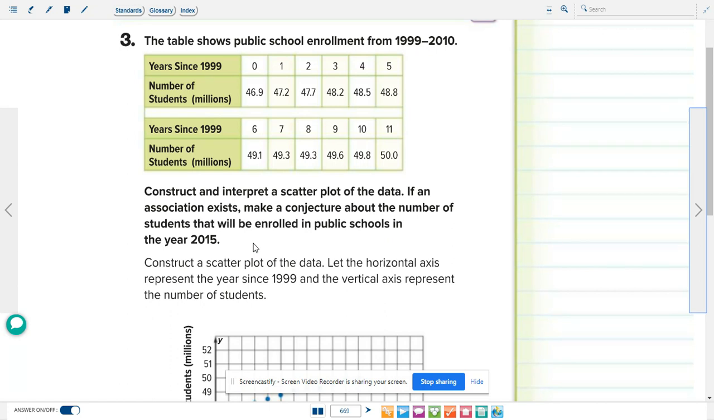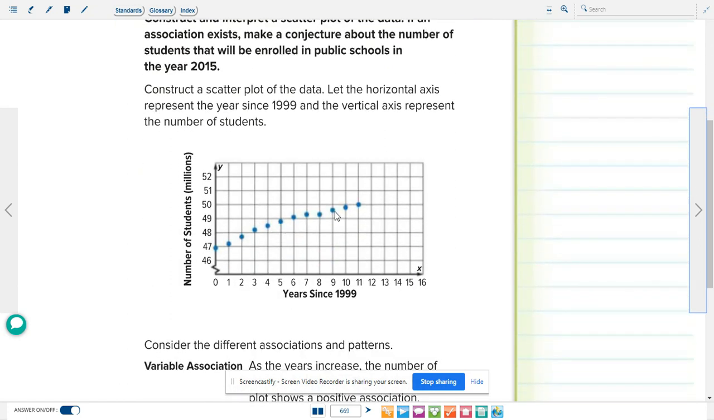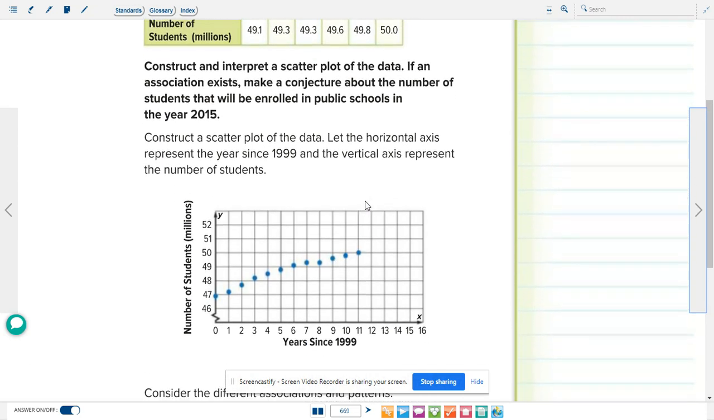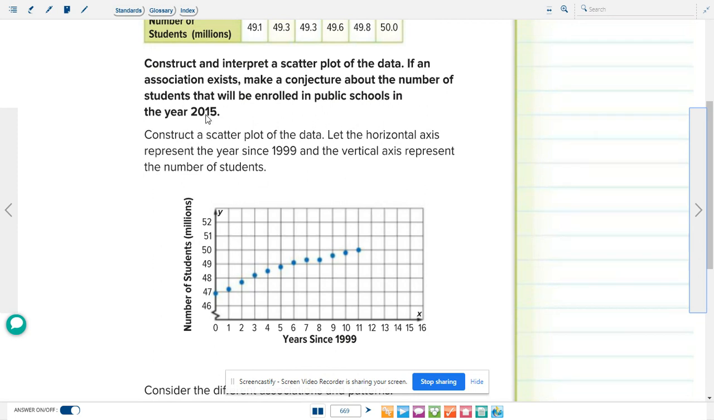So when the scatter plot is constructed, we see here, and we can kind of predict, it looks like a positive linear association in general, and it's going up at a fairly steady rate. So if we just continue that steady rate, we can kind of just eyeball it and look at the year 2015. So how many years would that be away from 1999? 2015 minus 1999 would give us 16 years. So that would be 16 years since 1999.